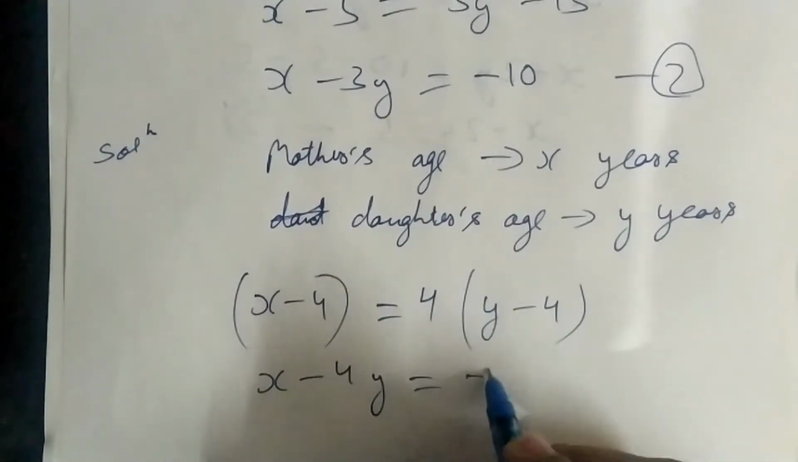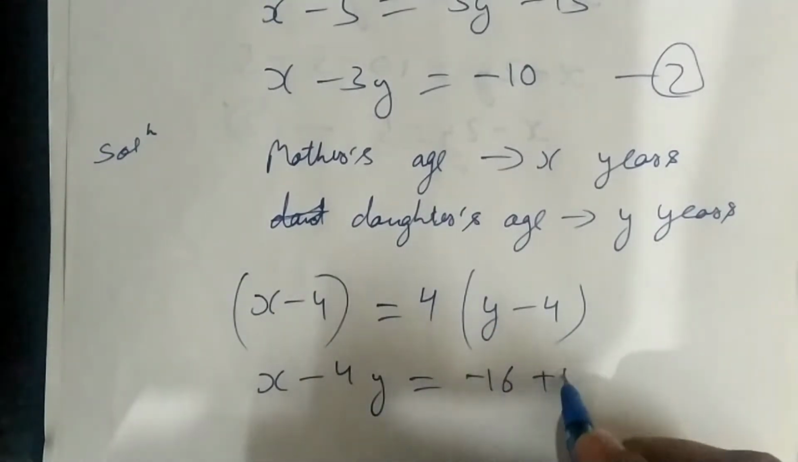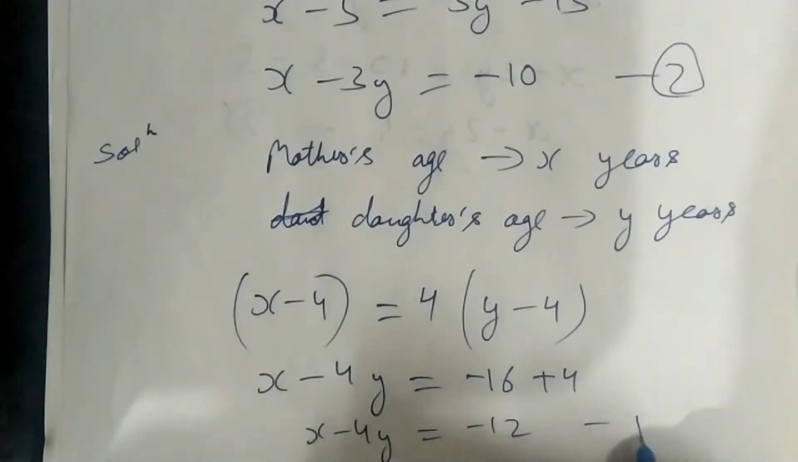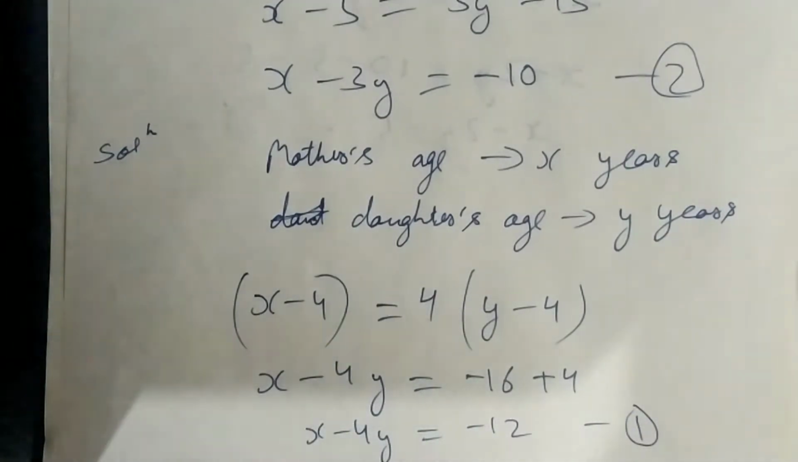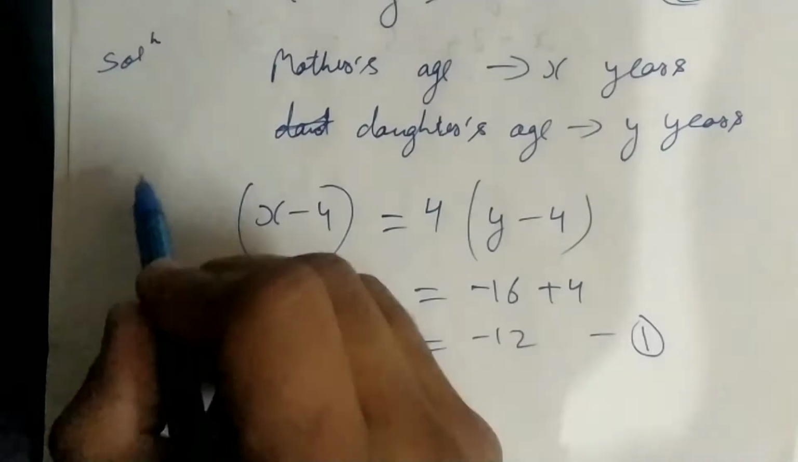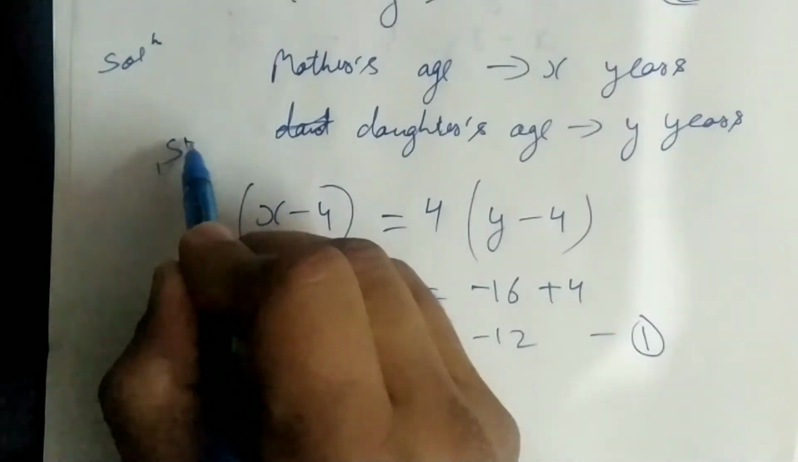This is minus 16 plus 4. X minus 4y is equal to minus 12. This is your equation number 1. Now they are considering 6 years later. So this was the first statement.